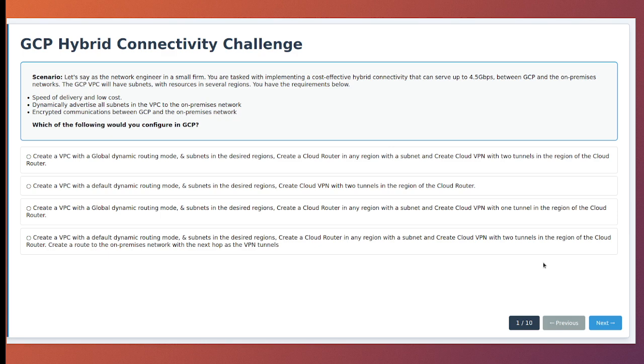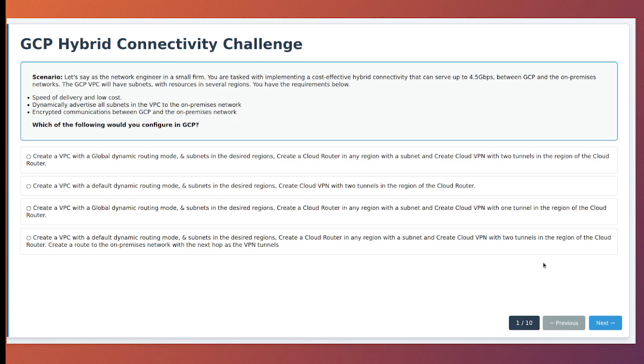Today we're analyzing a complex GCP networking exam question. Let me read the complete scenario. Let's say you're the network engineer in a small firm. You are tasked with implementing a cost-effective hybrid connectivity that can serve up to 4.5 gigabits per second between GCP and the on-premises networks. The GCP VPC will have subnets with resources in several regions. You have the requirements below.